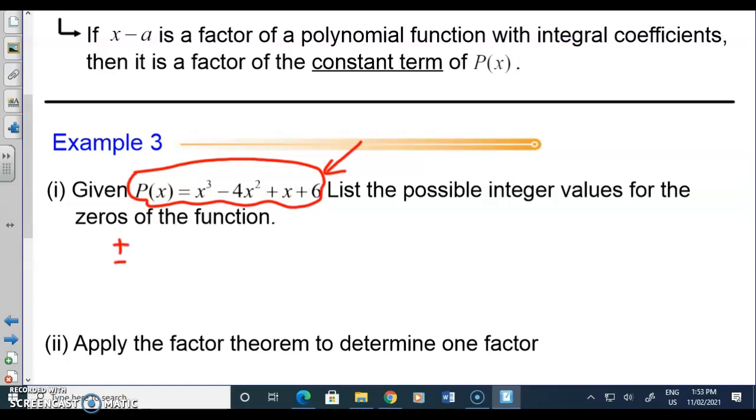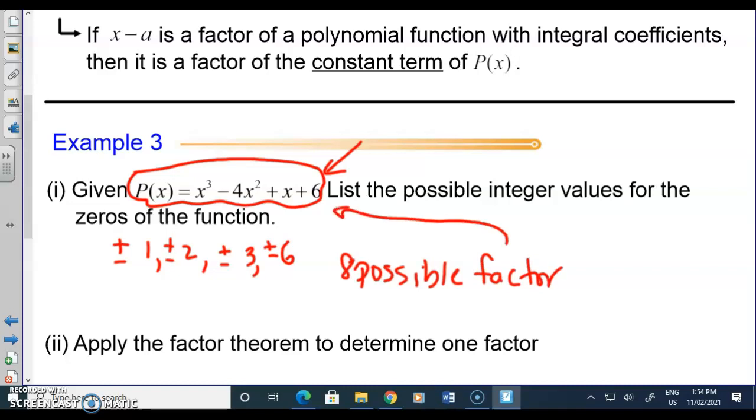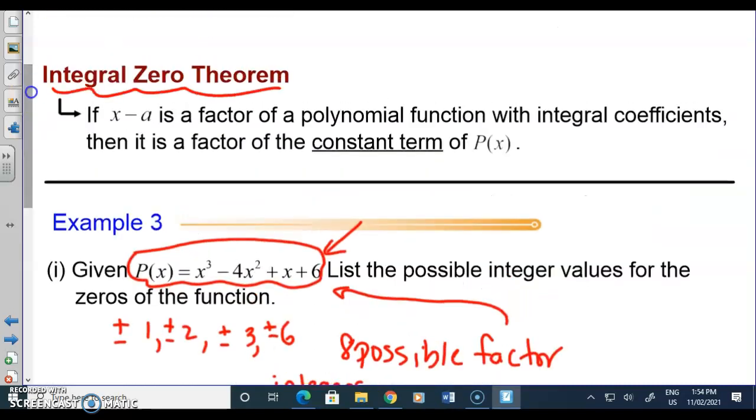So we know that 1 and 6 multiply to give you 6, and it could be positive or negative, because two positives make a positive, two negatives make a positive. We know that 2 and 3, plus or minus, can also give 6. So if you look at that, we have 8 possible factors that could be a factor of this cubic. Now, if you look at my factors, they're all integers. And that's why we call it the integral zero theorem.